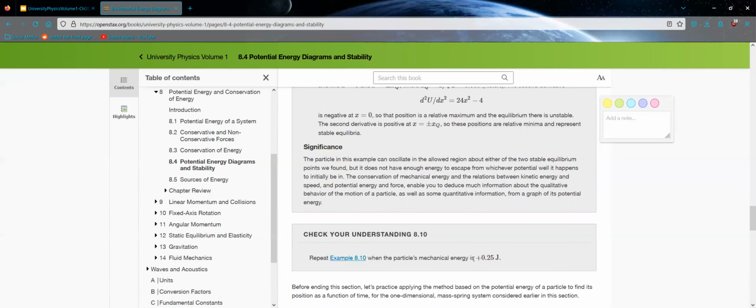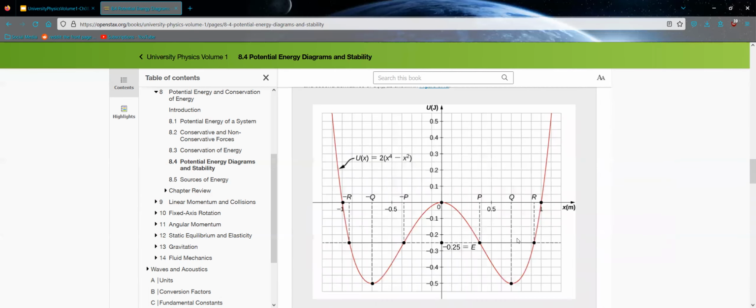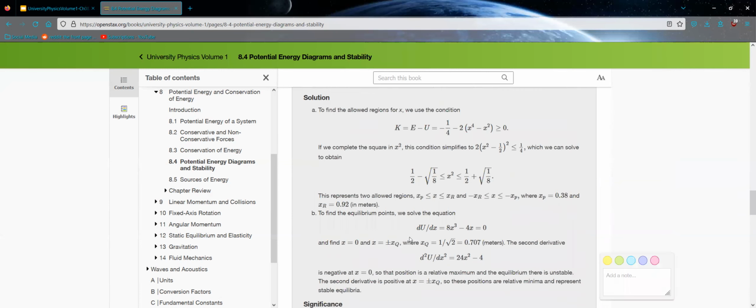Why do we care about this jazz? Well, the particle in this example can oscillate in the allowed region from either of the two stable equilibrium points we found, but does not have enough energy to escape from the potential well it happens to be initially in. So this stuff way out here isn't what the particle is actually restricted to being in. Interesting, right?